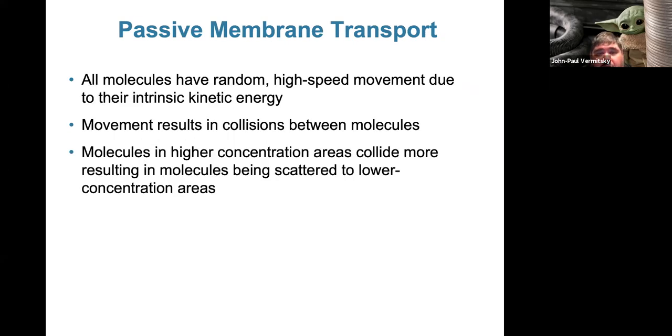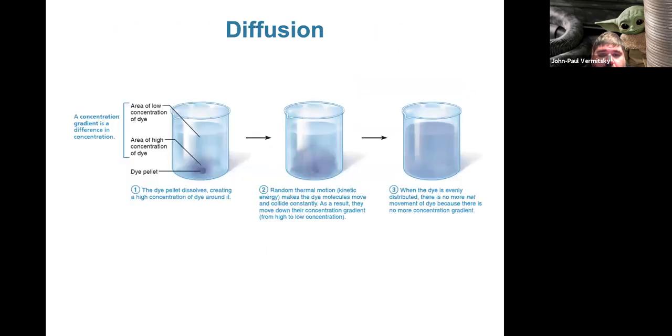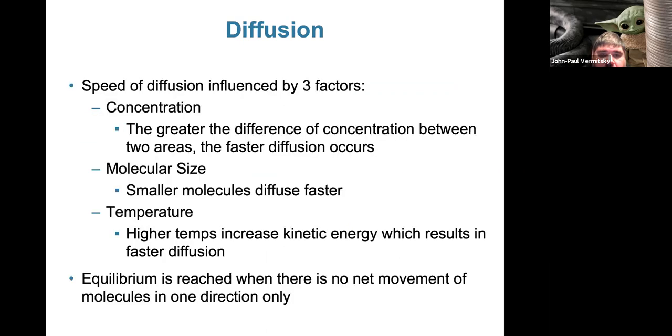All molecules have random high-speed movement due to their intrinsic kinetic energy. Movement results in collisions between molecules. Molecules in higher concentration areas collide more, resulting in molecules being scattered to lower concentration areas. And here you can see an example of diffusion.